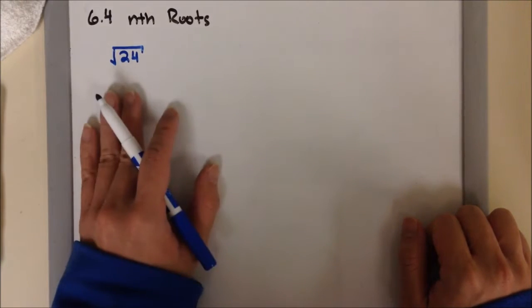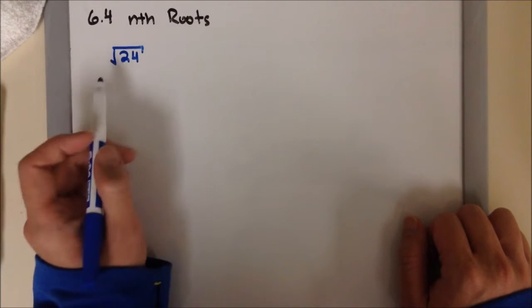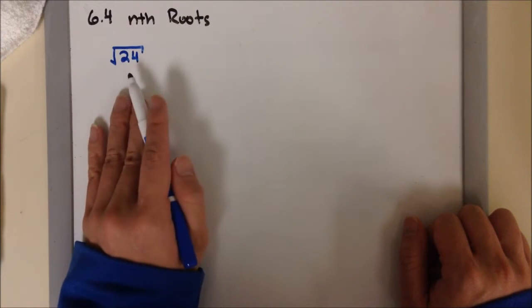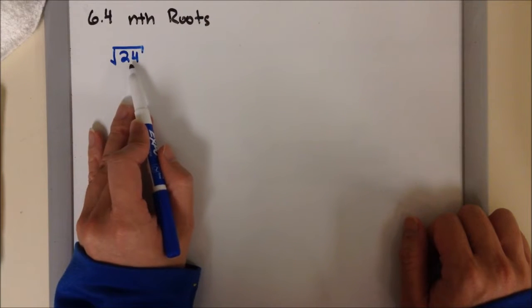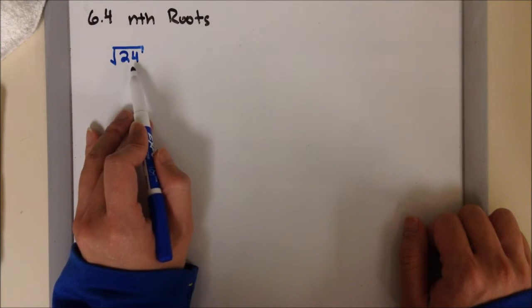Now, let's talk about simplifying the square root of 24. This is just a review because we covered this in the previous chapter. When we're dealing with square roots, you have to think, can 24 be square rooted? Meaning, is 24 a perfect square number? In this case, it is not.